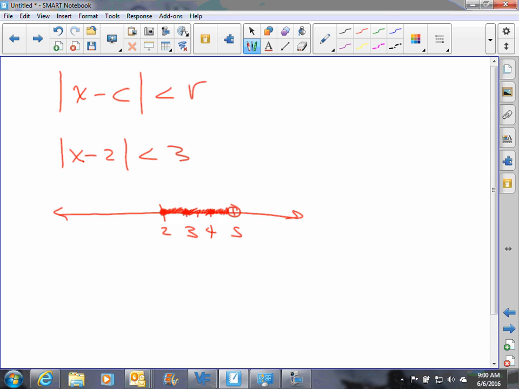Now, it's pretty clear that if we go past 5, like say if we try 6, the absolute value of 6 minus 2 is 4. That's not less than 3. That won't work. And any other value past 5 won't work either.